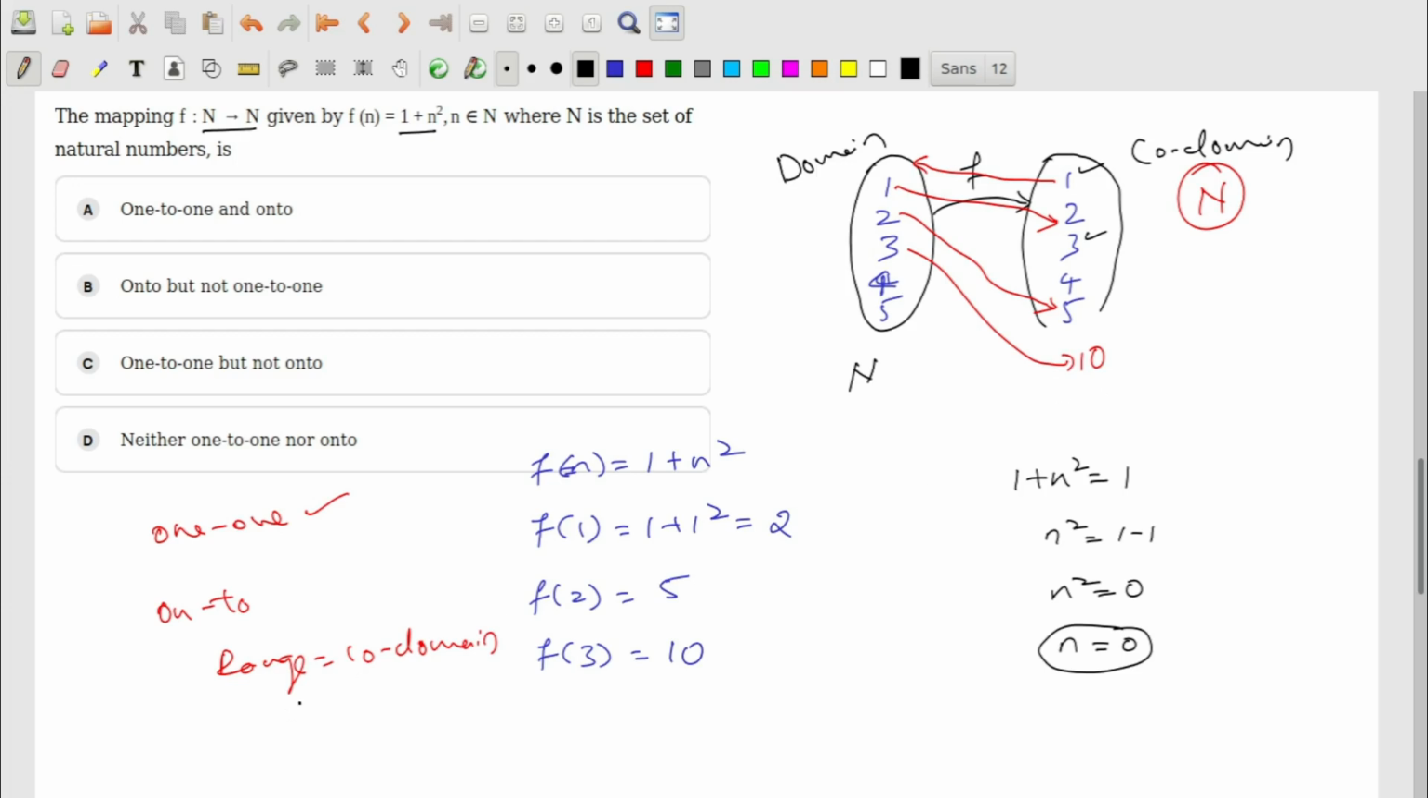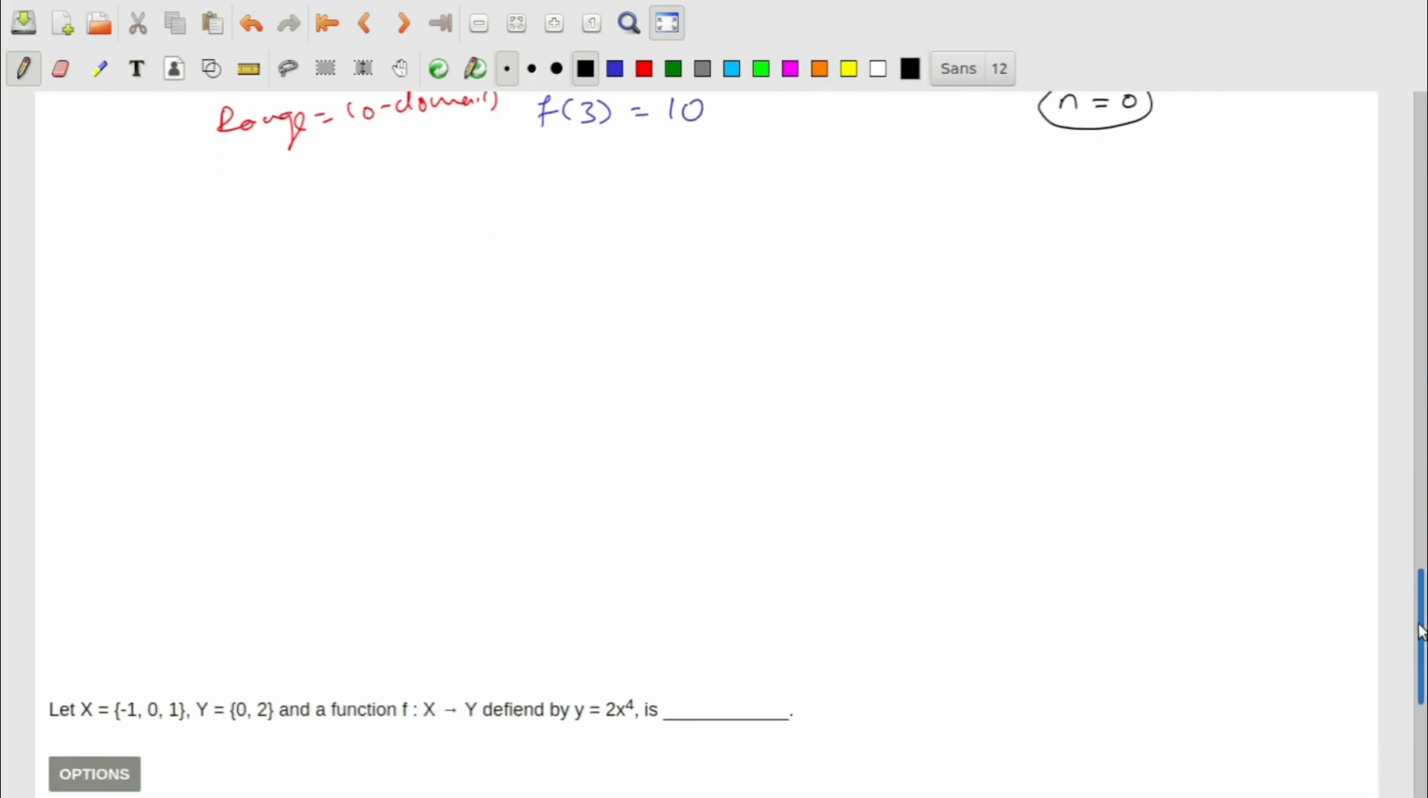Hence the range and codomain are not same, because there are some elements left out in the second set. Okay, if any element is left out in the second set, then it is not an onto function. Okay, so then it is 1-1 but not onto. Okay, that is our option C. The function is 1-1 but it is not onto. Fine. Okay, let's solve one more question.